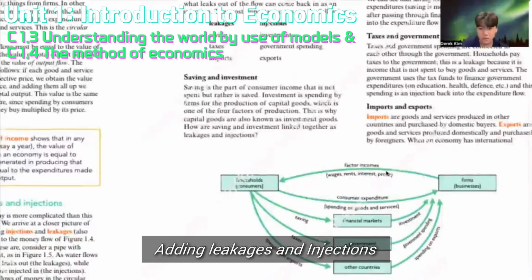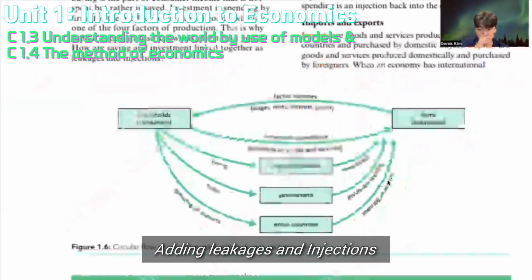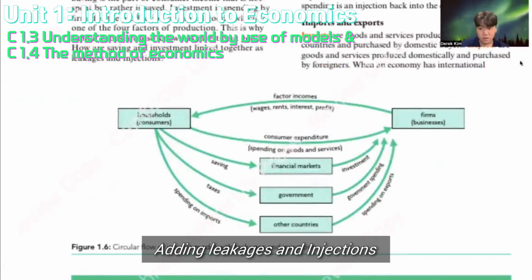leakages and injections. Now, this is a correct diagram that the IB curriculum will expect you to be able to draw in exams. There are still households and firms. However, we've put in the financial markets, governments, and other countries. Factor incomes: the firms pay factor incomes to households in the form of wages, rents, interest, and profit. As we saw earlier, consumers will spend on goods and services in the form of consumer expenditure.